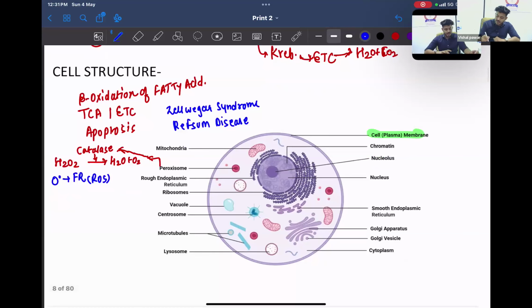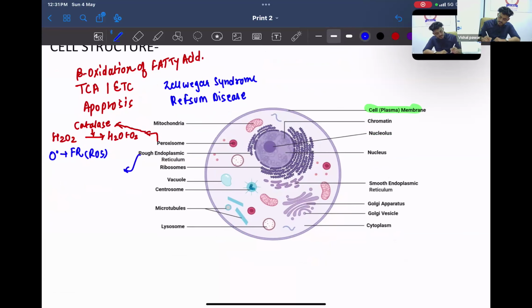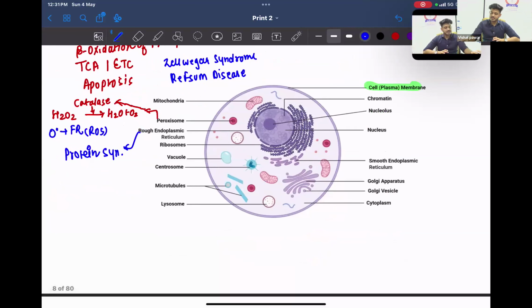What is the function of rough endoplasmic reticulum? It is going to do what? Protein synthesis. Remember along with me. Just try to speak along with me so that you can remember also. Okay. You are coming to this class. My purpose is to make you understand things, and second, you will be remembering things now here itself, right?